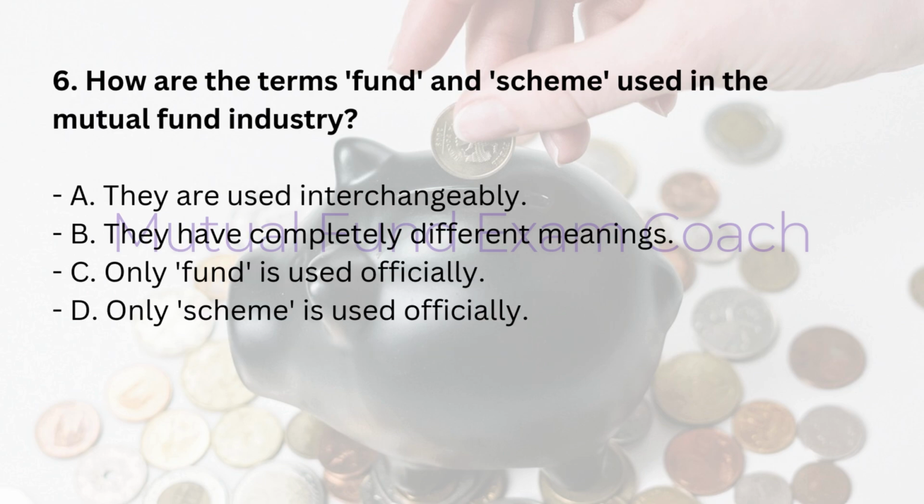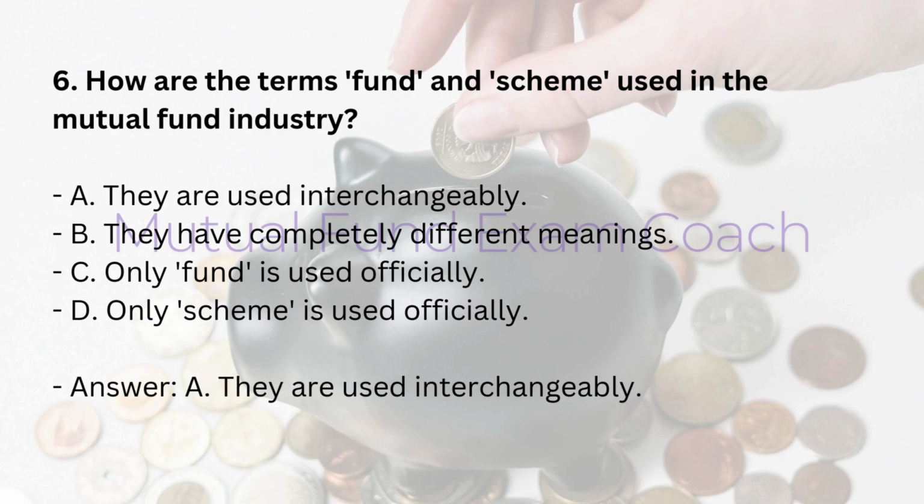6. How are the terms fund and scheme used in the mutual fund industry? A. They are used interchangeably. B. They have completely different meanings. C. Only fund is used officially. D. Only scheme is used officially. Answer: A. They are used interchangeably.